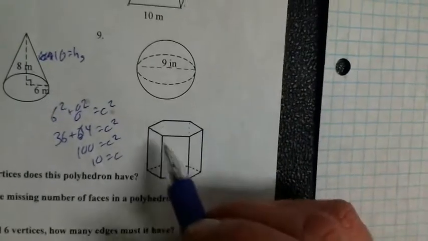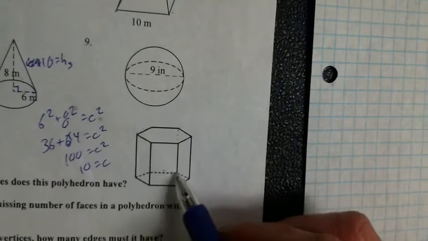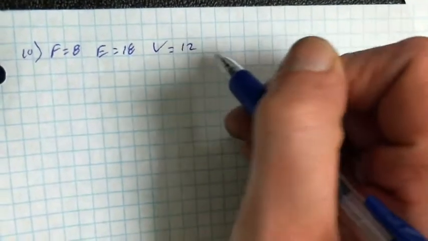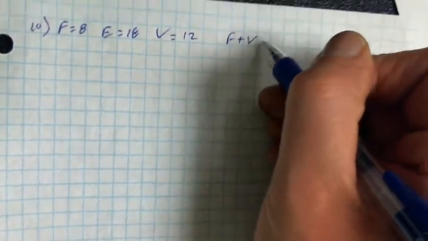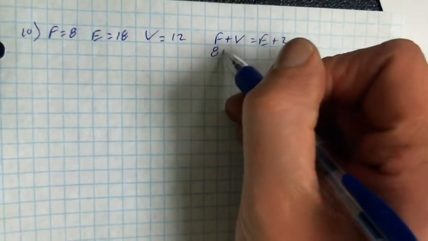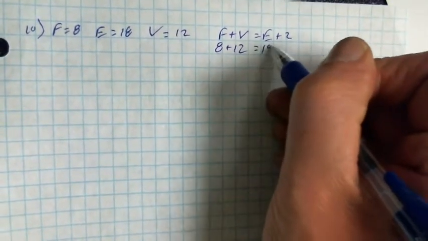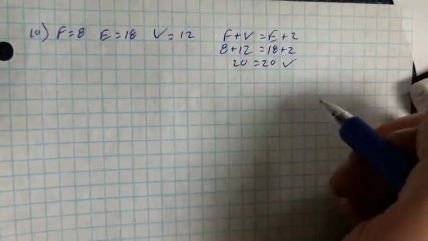Vertices are corners. 1, 2, 3, 4, 5, 6 on top. 1, 2, 3, 4, 5, 6 on bottom. 6 plus 6 is 12. Use our formula to verify. Faces plus vertices equals edges plus 2. So that would be 8 plus 12 equals 18 plus 2. That's 20 on both sides. So that works out.